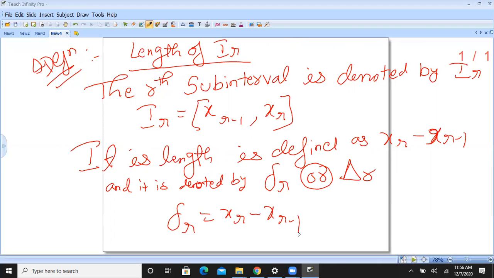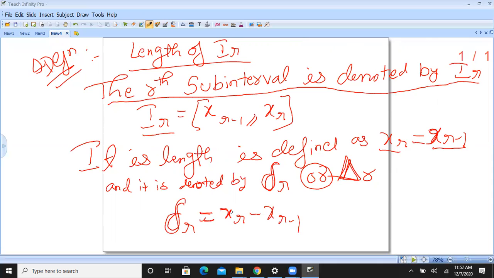The length of I_r, the rth subinterval, is denoted by I_r. I_r is equal to [x_{r-1}, x_r]. Its length is defined as x_r minus x_{r-1}. It is denoted by delta r. Therefore delta r is equal to x_r minus x_{r-1}.